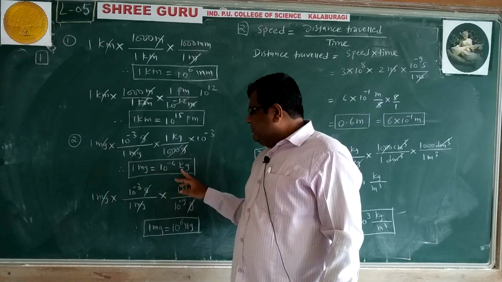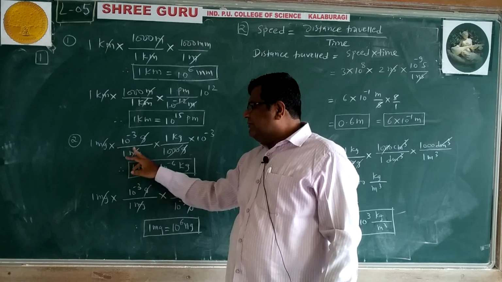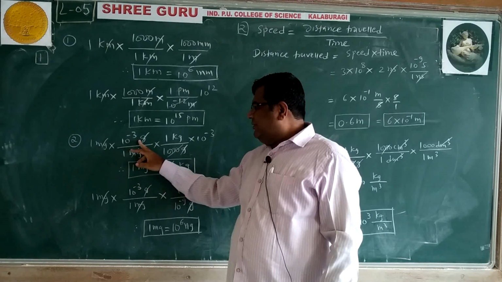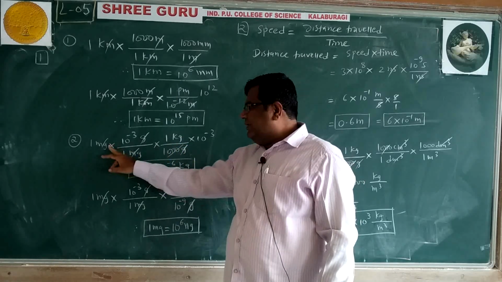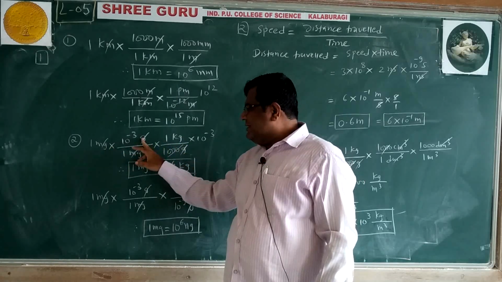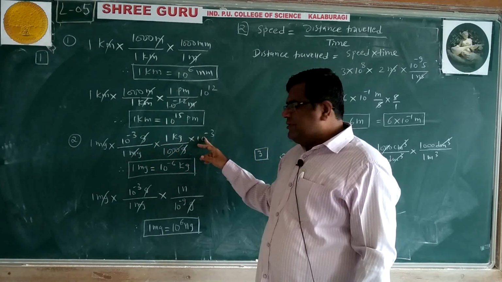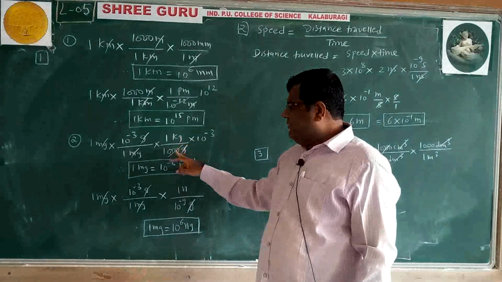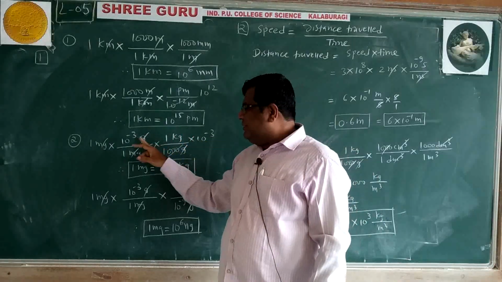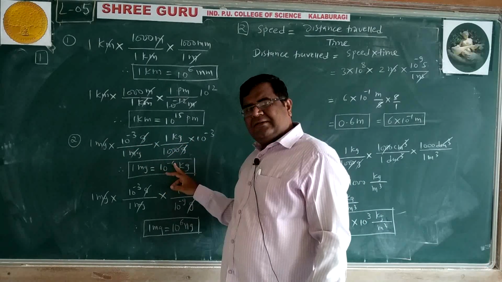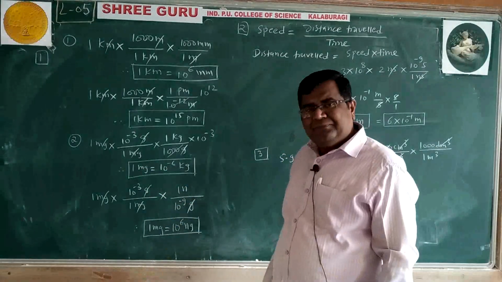Then milligram has to be converted into kilogram. 1 milligram is nothing but 10 raised to minus 3 gram. And 1000 gram is equal to 1 kilogram. So this milligram we have cancelled. Gram we have cancelled. This 1000 is nothing but 10 raised to plus 3. In the numerator it is 10 raised to minus 3, because 1 by 10 raised to plus 3 is nothing but 10 raised to minus 3. This 10 raised to minus 3 multiplied by 10 raised to minus 3 is 10 raised to minus 6. So 1 milligram is equal to 10 raised to minus 6 kilogram.